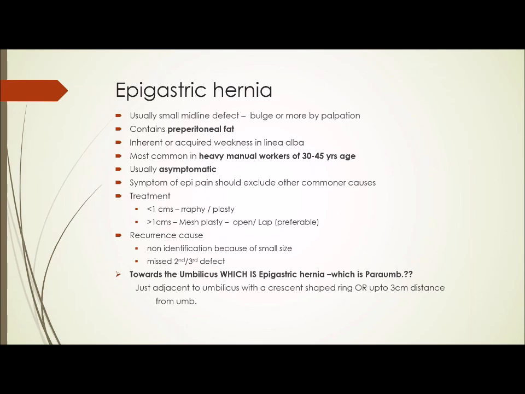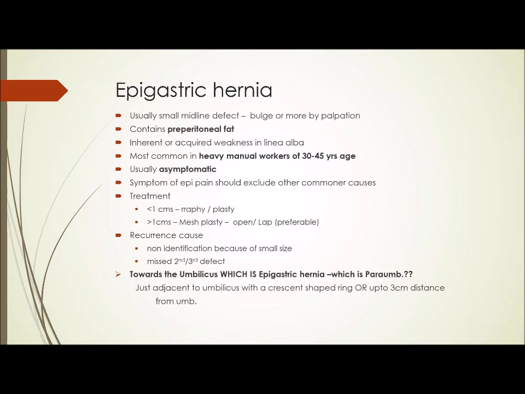They are usually seen in heavy manual workers in the age of 30 to 45 years. Usually asymptomatic. The symptom of epigastric pain should make you exclude other commoner causes. If the patient comes and says, look, I've got this swelling and I have pain in the abdomen, don't suppose that this is the cause for abdominal pain. If the patient has got epigastric pain, be sure of one thing, that probably 99% of the time, this epigastric hernia is not the cause for the epigastric pain. So look for the cause. What is the cause of epigastric pain? You have to look for that. So that's why it's usually asymptomatic as such.